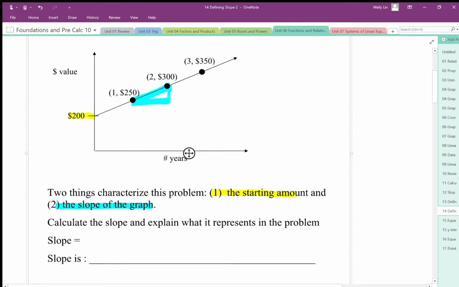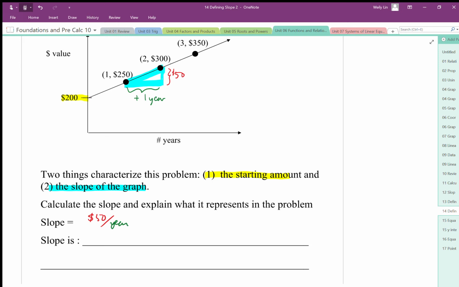So we can calculate the slope, and in this case, when we calculate the slope, our rise is going to be $50. Okay, our run, or the change in x, is going to be plus 1 year. So the slope then represents a $50 per year increase. And this is the rate in the problem. And so the slope represents, in this case, a rate. It is a rate of $50 per year increase in value.